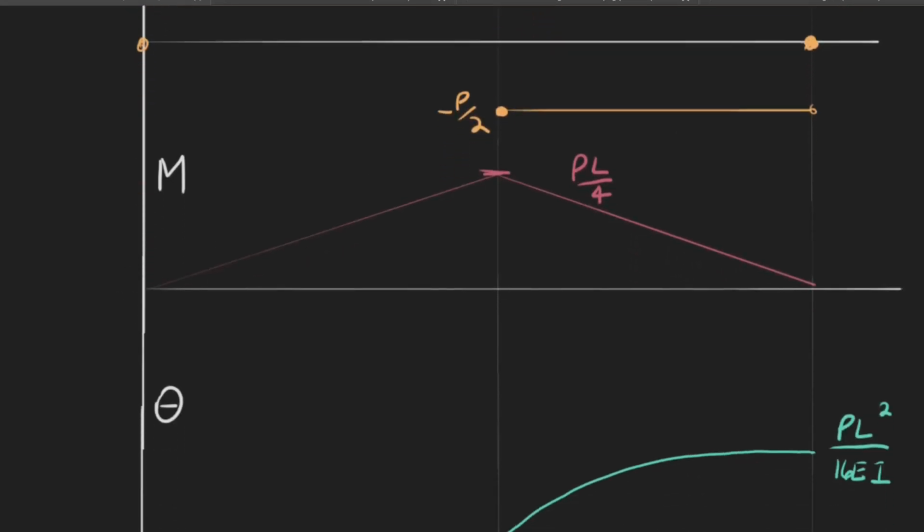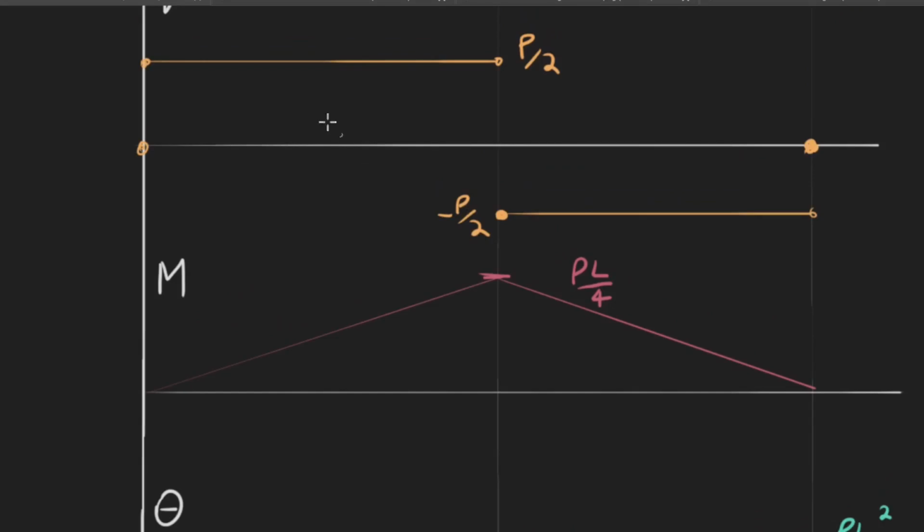When we take the integral of this, we're going to get the moment. So the integral of a constant function is linear, so we get linear increasing up to this maximum bending moment right in the middle right here, and then it's going to decrease all the way back to 0 because, again, the sum of the moments has to be 0 because this thing is not angularly accelerating.